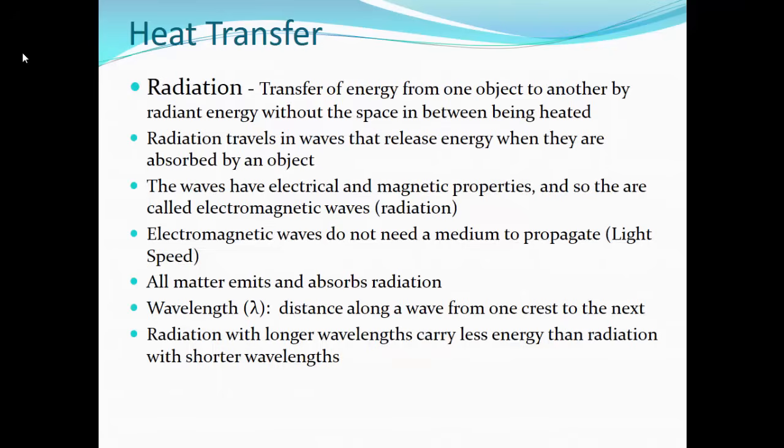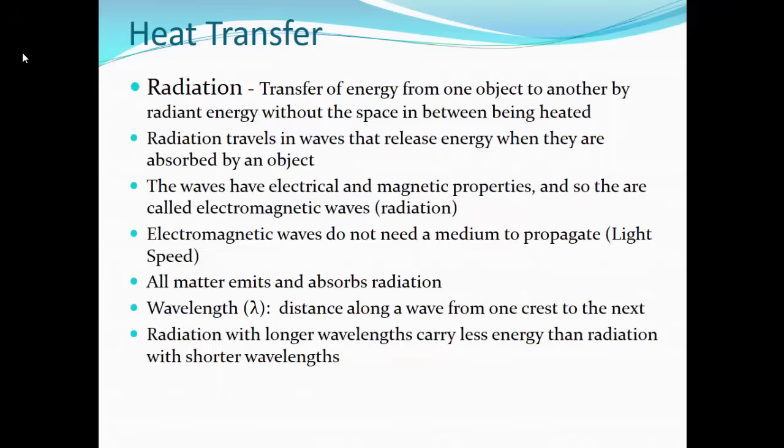The waves of radiation have both electrical and magnetic properties, so they're called electromagnetic waves. Radiation is an electromagnetic wave, the EM spectrum. Those different properties are probably a conversation for your physics class. Electromagnetic waves do not need a medium to propagate, and they move at light speed, the speed of light. All matter emits and absorbs radiation.